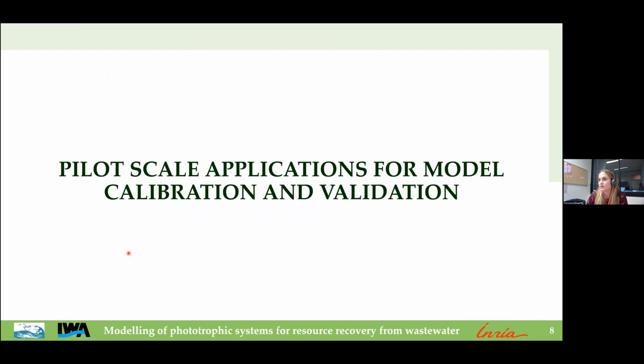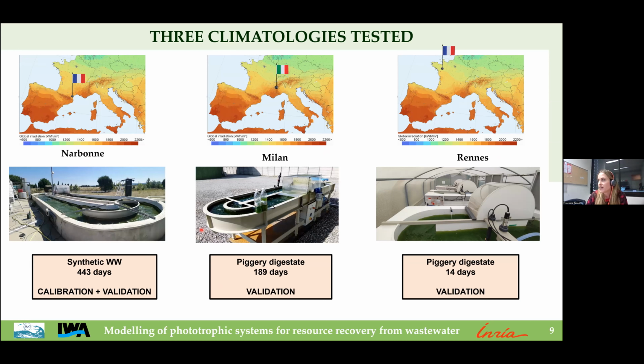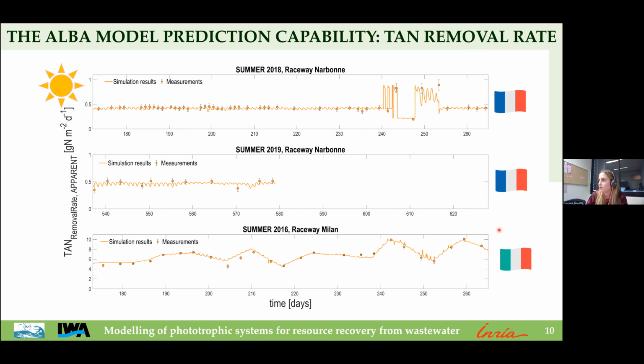So this framework was tested on 3 different experimental campaigns, one in Narbonne, one in Milan, and one in Rennes. And here are the pilot scale application and the number of days on which the model was tested, and the influent that was used in the 3 different applications. And very quickly, I'm going to show you the model prediction capability. In this case, just in terms of total ammoniacal nitrogen removal rate according to the different season and also to the different experimentation.